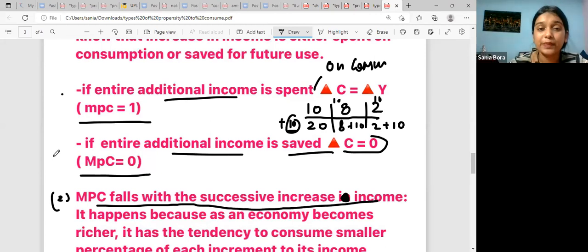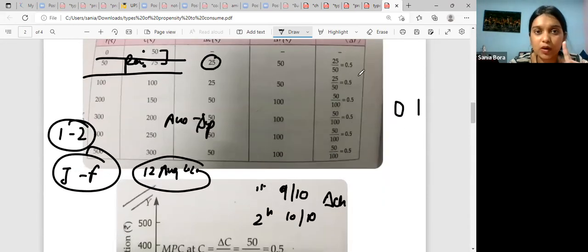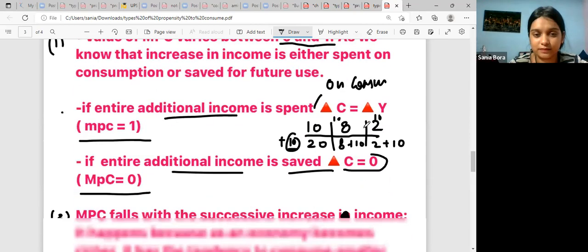But generally your MPC lies between 0 and 1. As you have seen in the graph as well, did you get 1 or 0 anywhere? No. Every time the answer was between 0 and 1, right? Yes, ma'am.